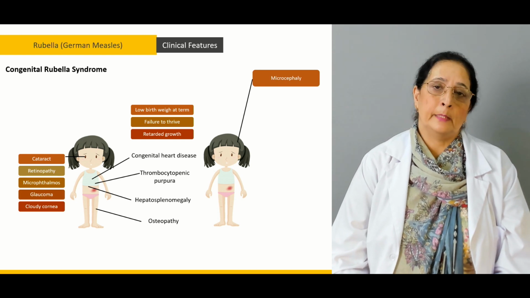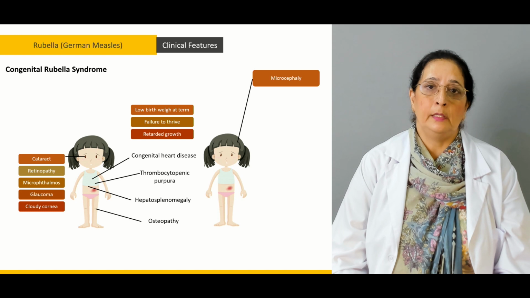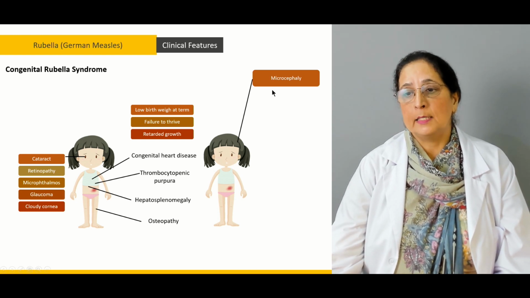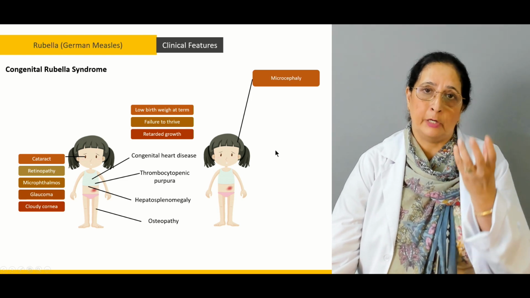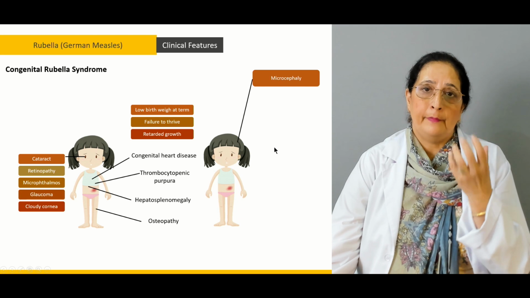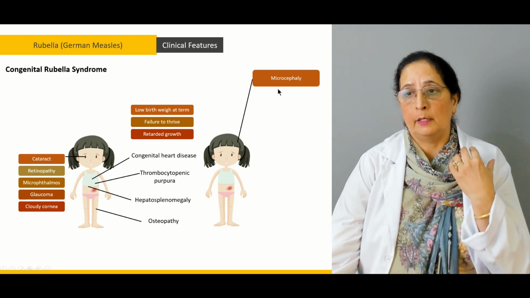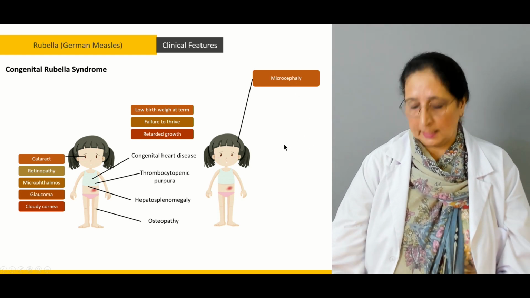Then there are some findings which are associated with the brain and the nervous system. One of them is microcephaly, small head. Micro is small, cephal is for head. So there is a small head, small brain. So microcephaly is present.